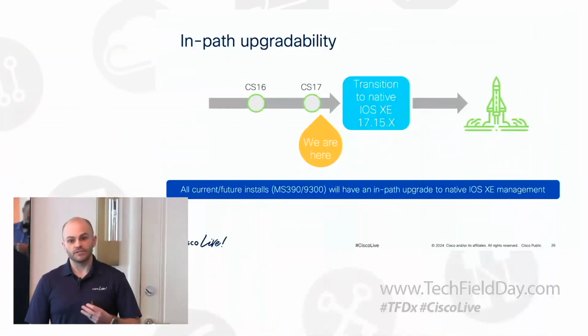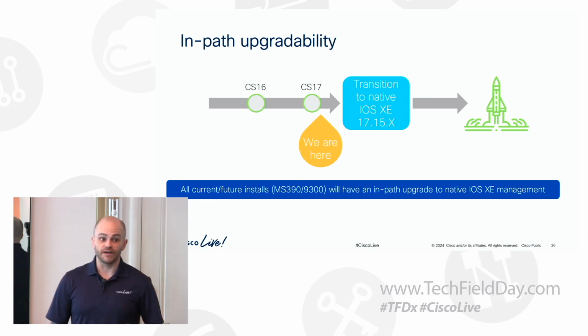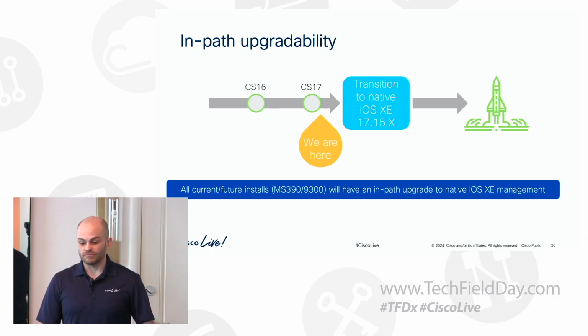So we are planning on having in-path upgradability. The code that's on the switches today will have a path to just upgrade into this new architecture. We're not going to make you wipe all your switches or do some really painful processes to get there. We're going to be automating all of that so that when we go from what we call our CS17 release to our native IOS XE release with 17.15, it should be fairly similar to just doing a code upgrade. And we are in the process of testing right now and making sure that we take care of any corner cases we can find so that it's as easy as possible.